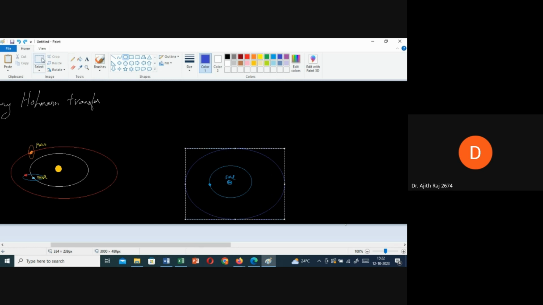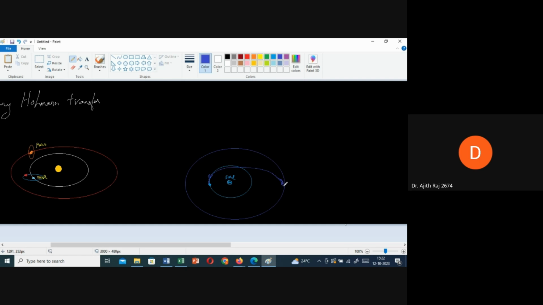So what you are doing is, initially you will give a velocity kick at this point, and you will transfer from this Earth orbit. When you give a higher velocity, it can be taken to a higher elliptical orbit, right? So from the circular orbit of the Earth, this will be transformed to an elliptical orbit like this.